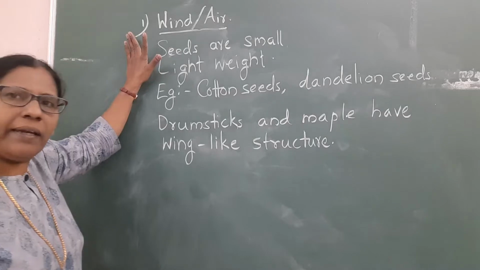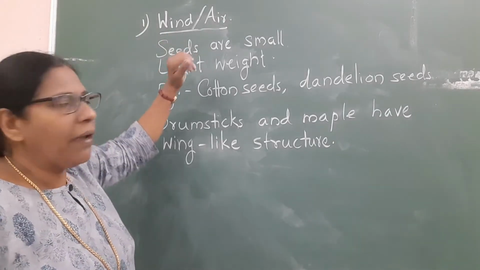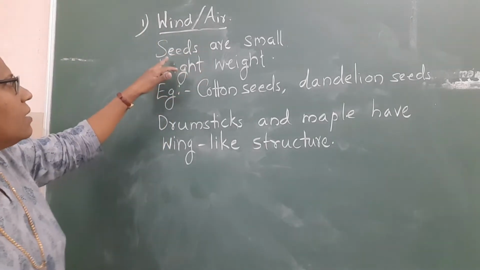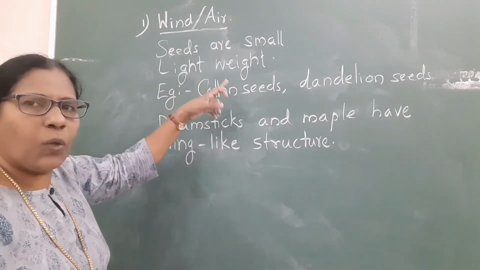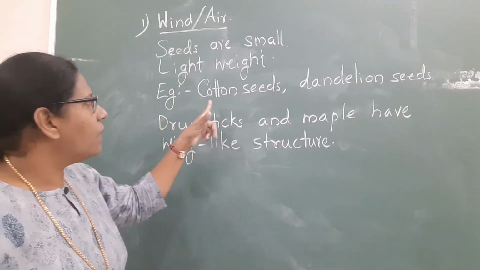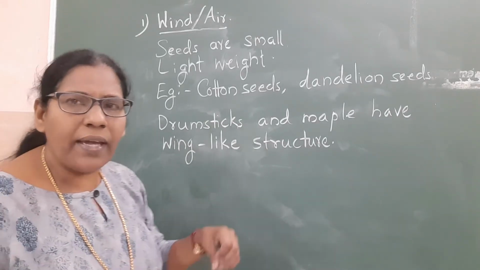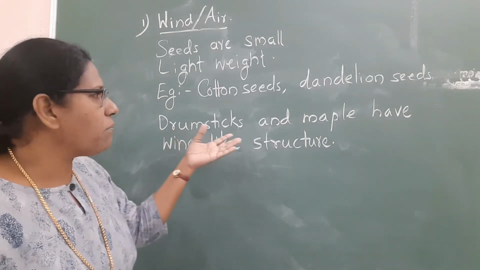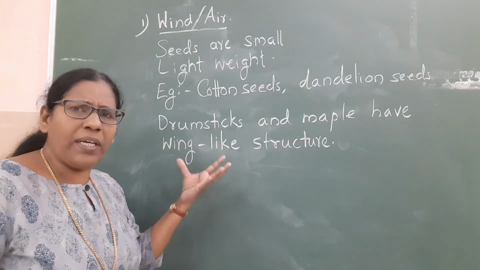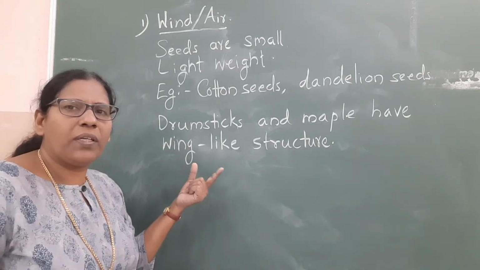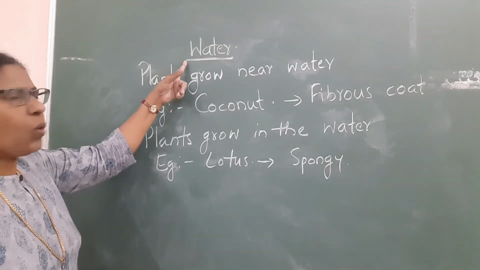Dispersal of seeds through wind and air. Seeds are small in size and light in weight. For example, cotton seeds have hair around the seeds, so wind can disperse them. Then drumstick and maple have a wing-like structure around the seed, so wind or air can disperse it. Now dispersal through water.